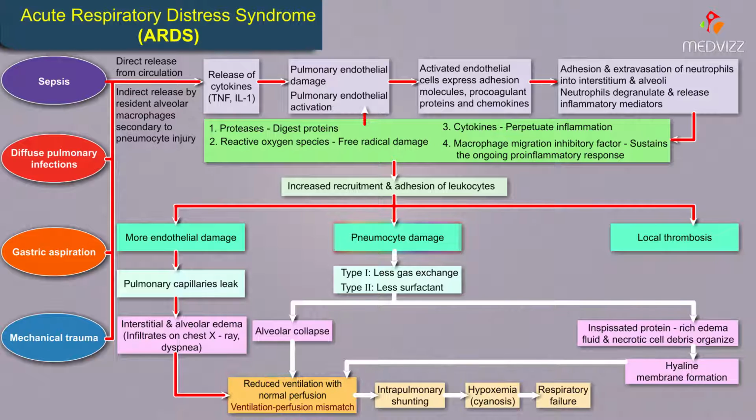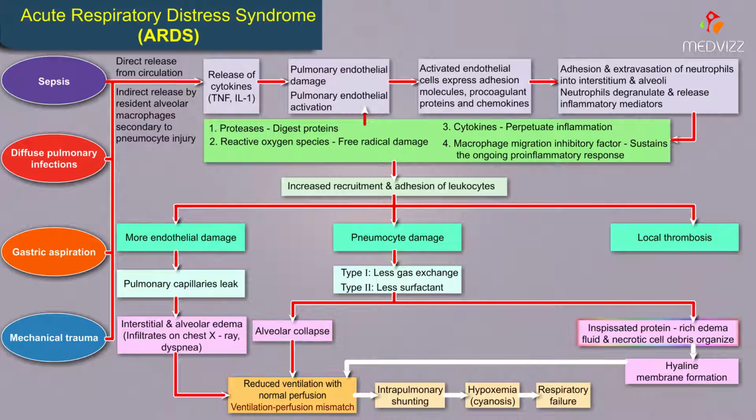The second mechanism, pneumocyte damage, causes less gas exchange, with damage to type 1 cells, and less surfactant, with damage to type 2 cells. Both of these then lead to alveolar collapse, which also causes a VQ mismatch, and there is also inspissated protein-rich edema fluid and necrotic cell debris which organize, and these cause the hyaline membrane to form, and this again triggers the ventilation-perfusion mismatch with reduced ventilation and normal perfusion. This ultimately leads to intrapulmonary shunting, which triggers hypoxemia, causing cyanosis and ultimately respiratory failure.